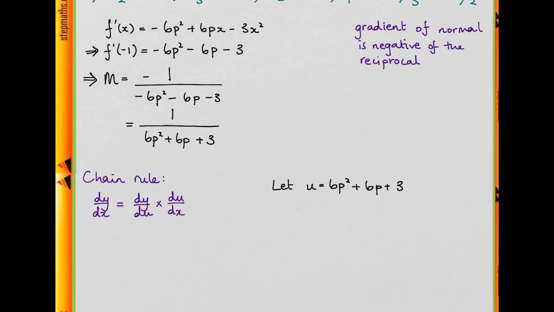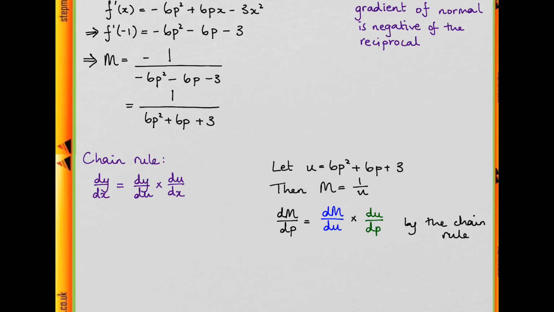So if we say that u is equal to 6p squared plus 6p plus 3, then m is just 1 over u, and by our chain rule, dm/dp is going to be dm/du times du/dp, and dm/du is just going to be minus 1 over u squared, and then du/dp is just going to be 12p plus 6.